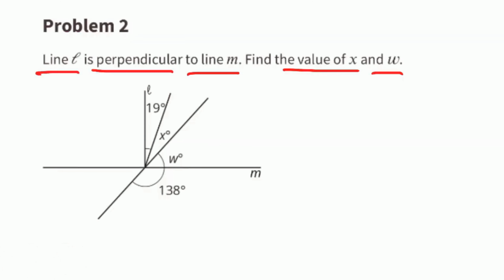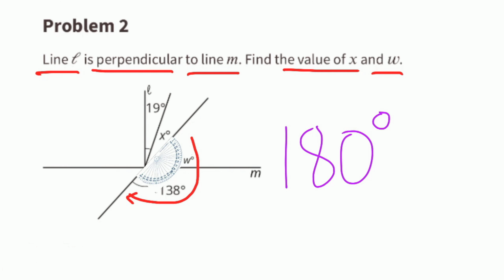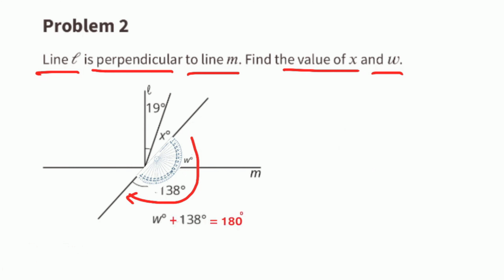Problem number 2. Line L is perpendicular to line M. Find the value of x and w. W degrees plus 138 degrees equals 180 degrees. We need to subtract 138 from both sides of the equal sign. 138 minus 138 is 0, so on the left side of the equal sign we're left with w, and on the right-hand side of the equal sign we're left with 42 degrees. So we know that w is 42 degrees.